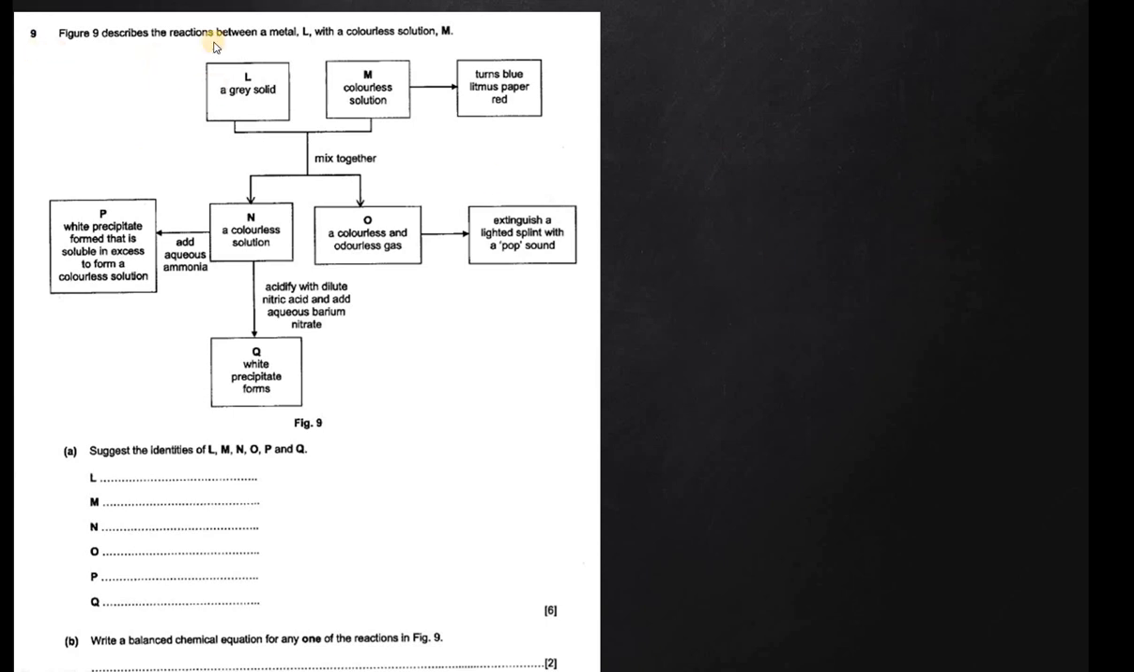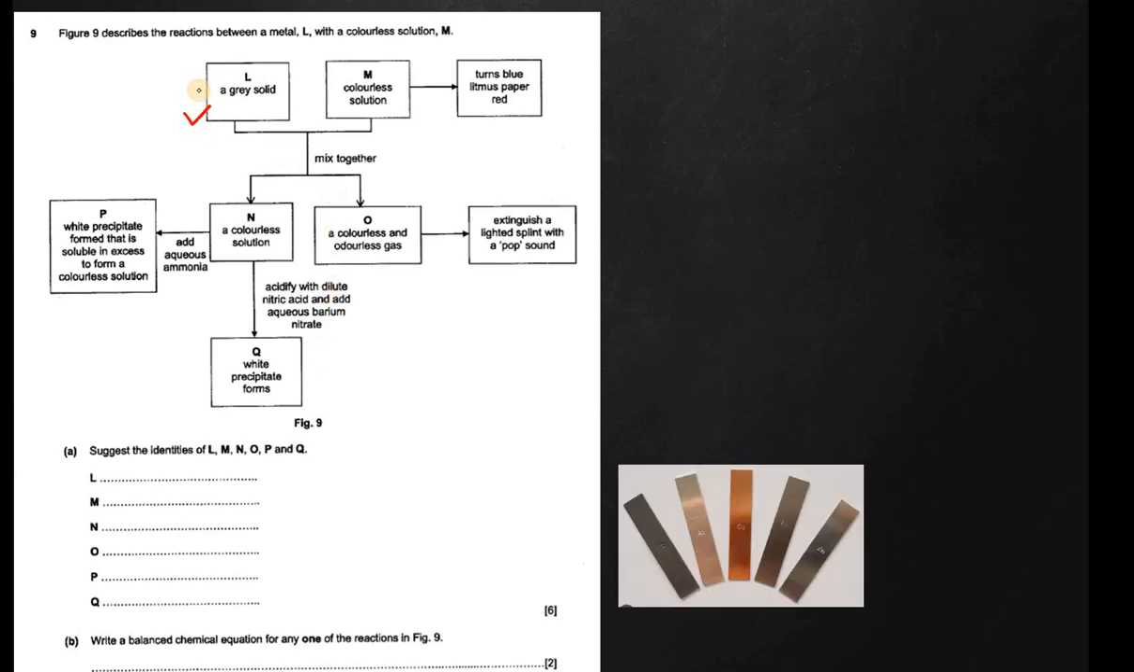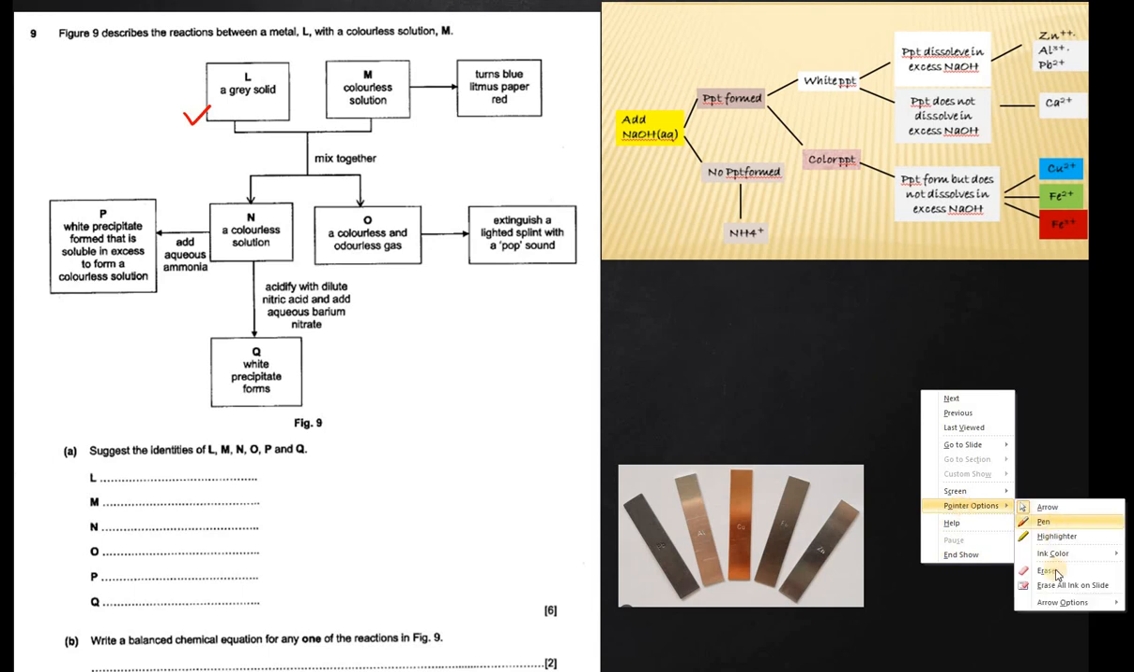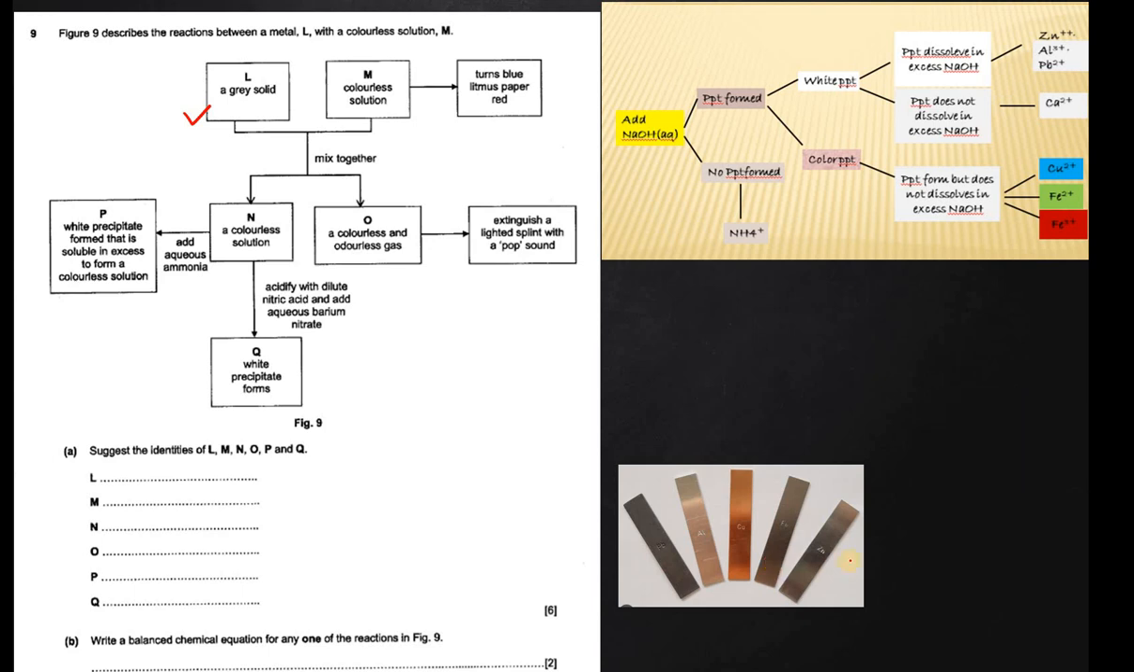So the question is saying: describe the reaction between the metal L and a colorless solution M. Now read this question very carefully. L is a gray solid. Now gray solid means what? Everything looks gray if you think about metals other than copper and aluminum, right? So you'll get very confused. Which gray are you talking about? Iron, zinc, or lead? All are gray. So how to deal with this question?